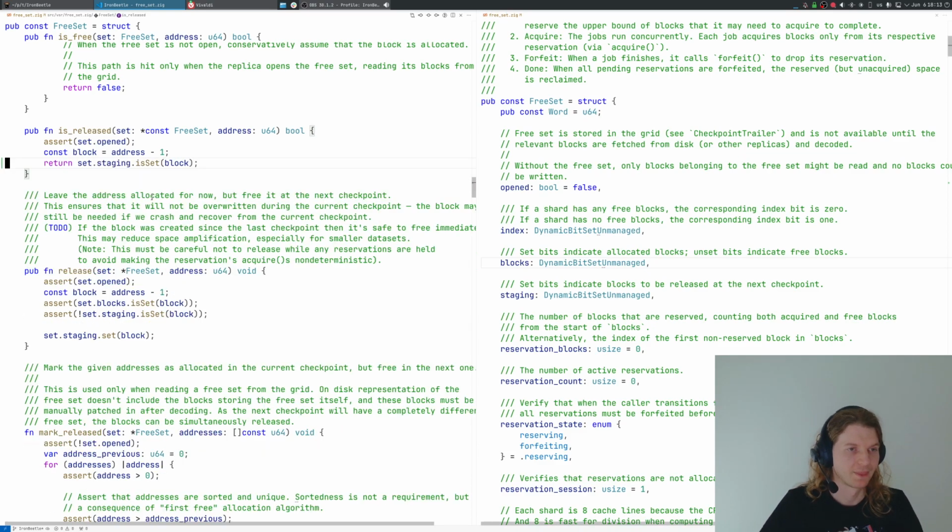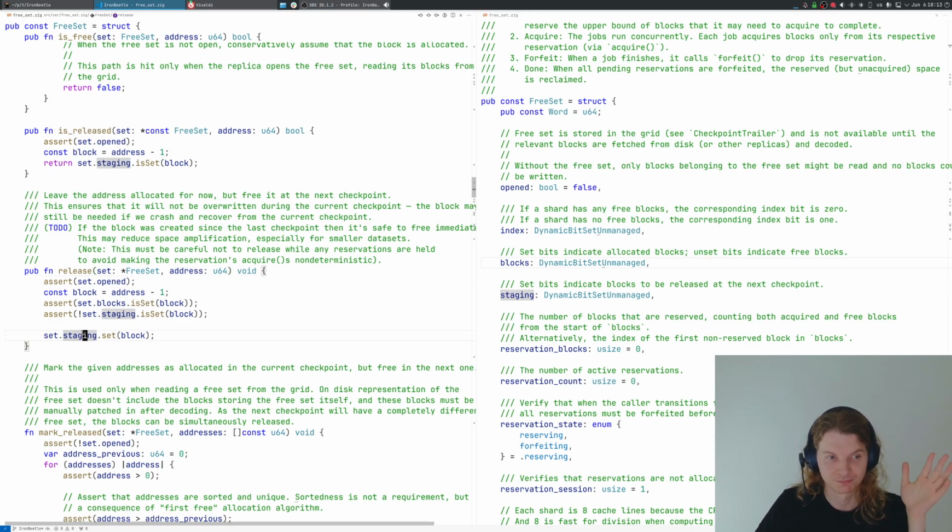Okay, so now let's look at the release function. Again, this is very simple. We cannot release blocks immediately. So we go and set just the staging bit set.